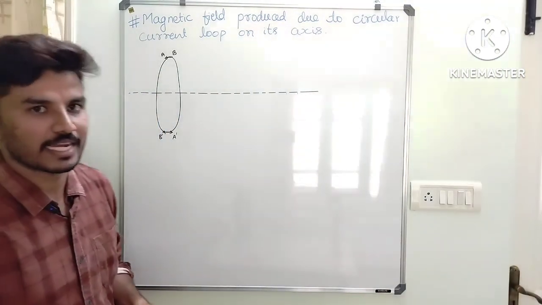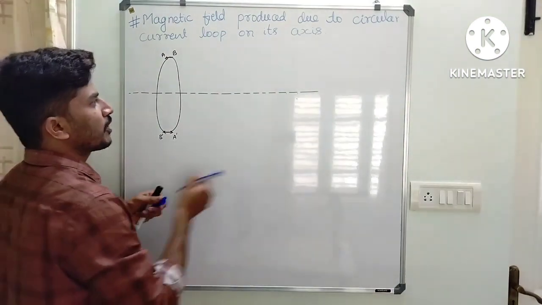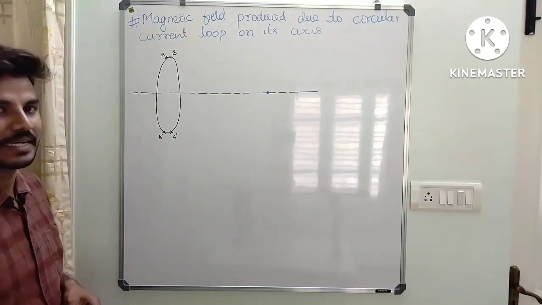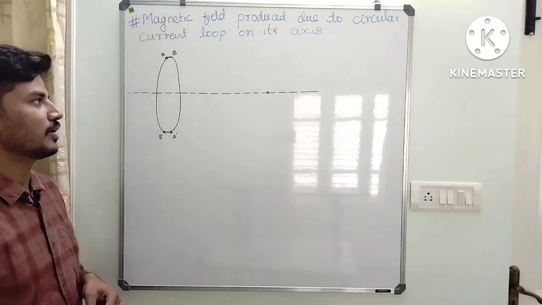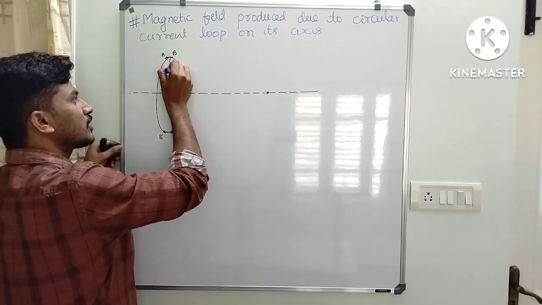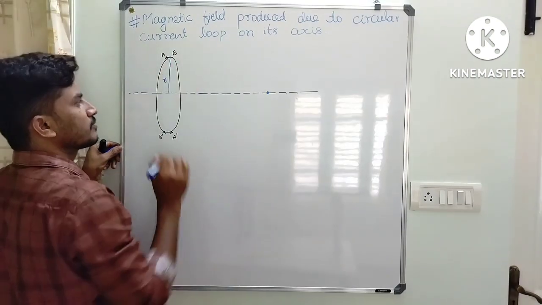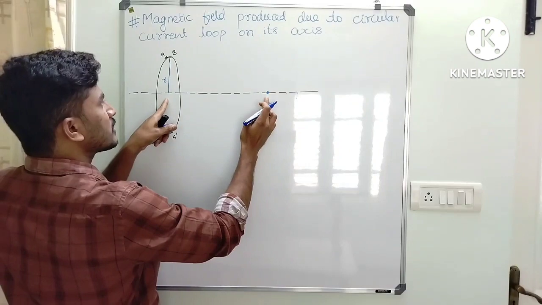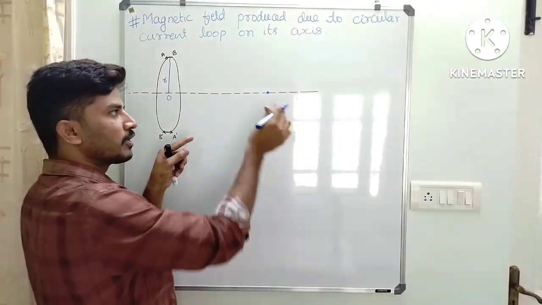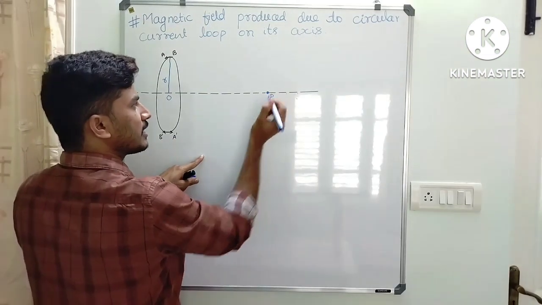Okay, so this is the axis. At one particular point, what is the magnetic field? Let me consider the radius of the circular loop is R, and the perpendicular distance from the center of the loop to this particular point P is X.